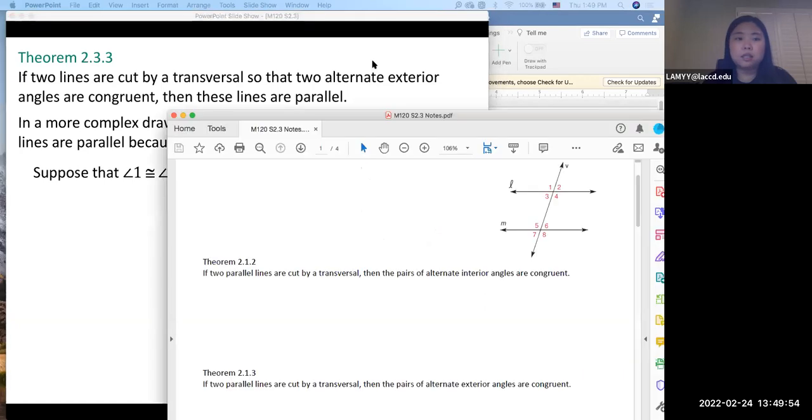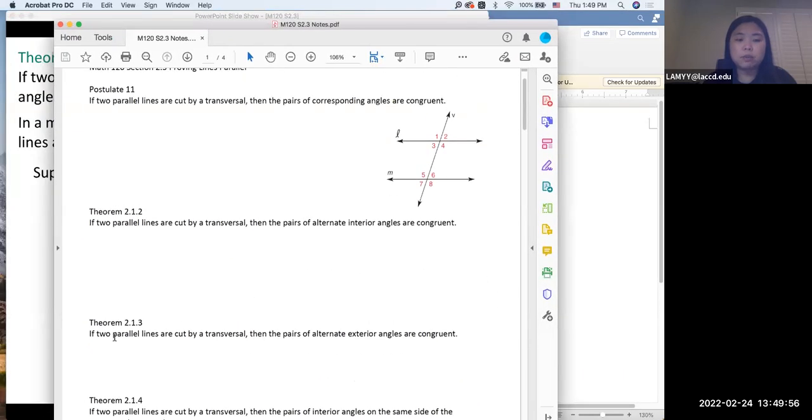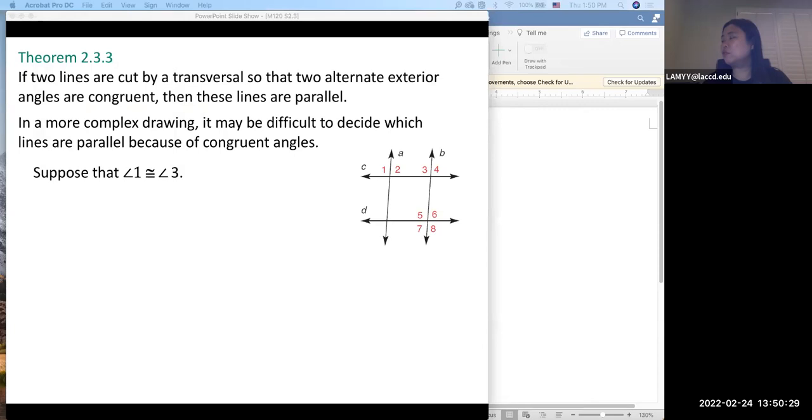You could think about it like this. At the beginning, the first page, we have this theorem: if two parallel lines are cut by a transversal, then the pairs of alternate interior angles are congruent. So here is angle 1. If these two lines, L and M, are parallel, then angle 1 will be congruent to angle 8. Right now, they are doing it the other way around. So if Q, then P. So if angle 1 is congruent to angle 8, then L is parallel to M. Okay, so this is an if and only if formula. If and only if theorem.